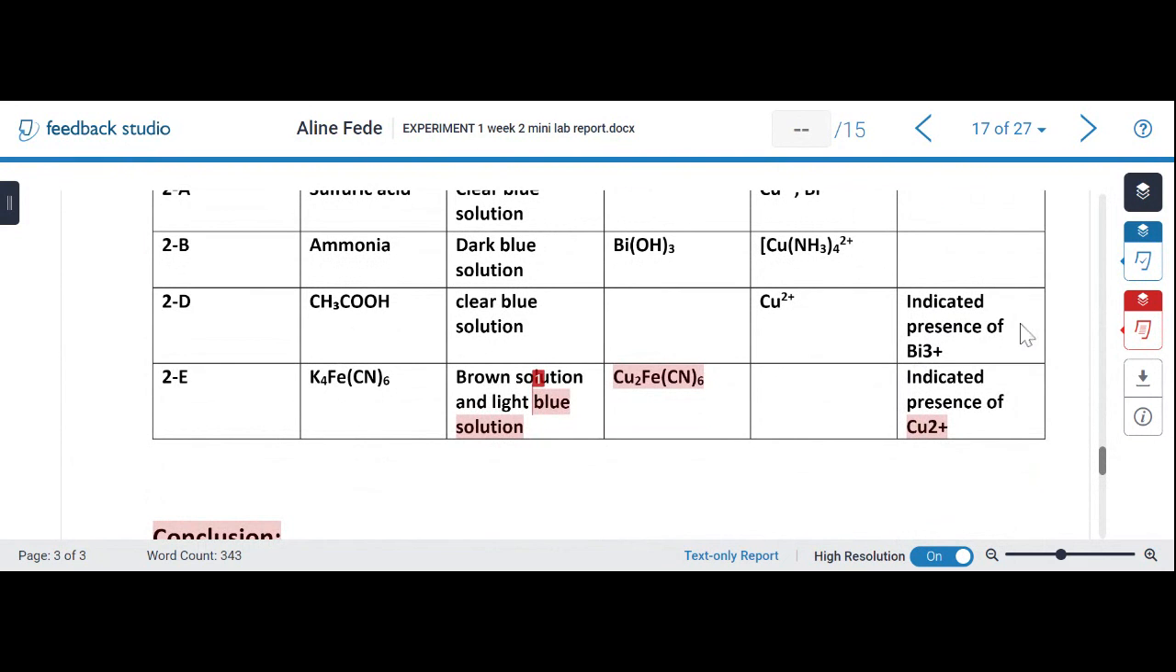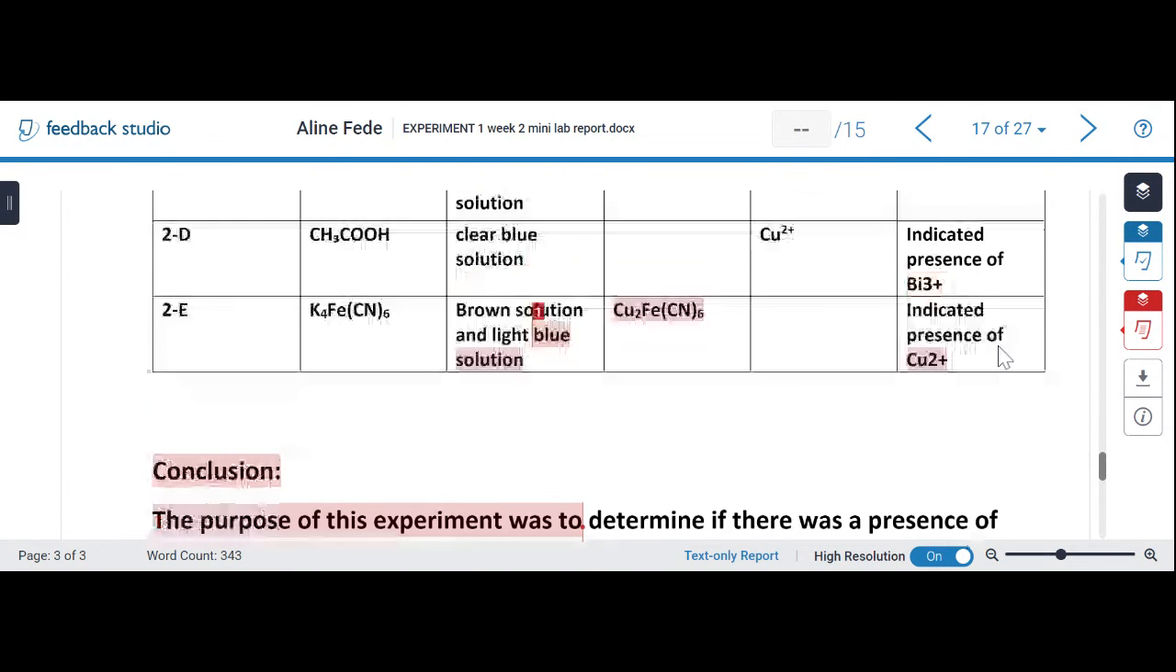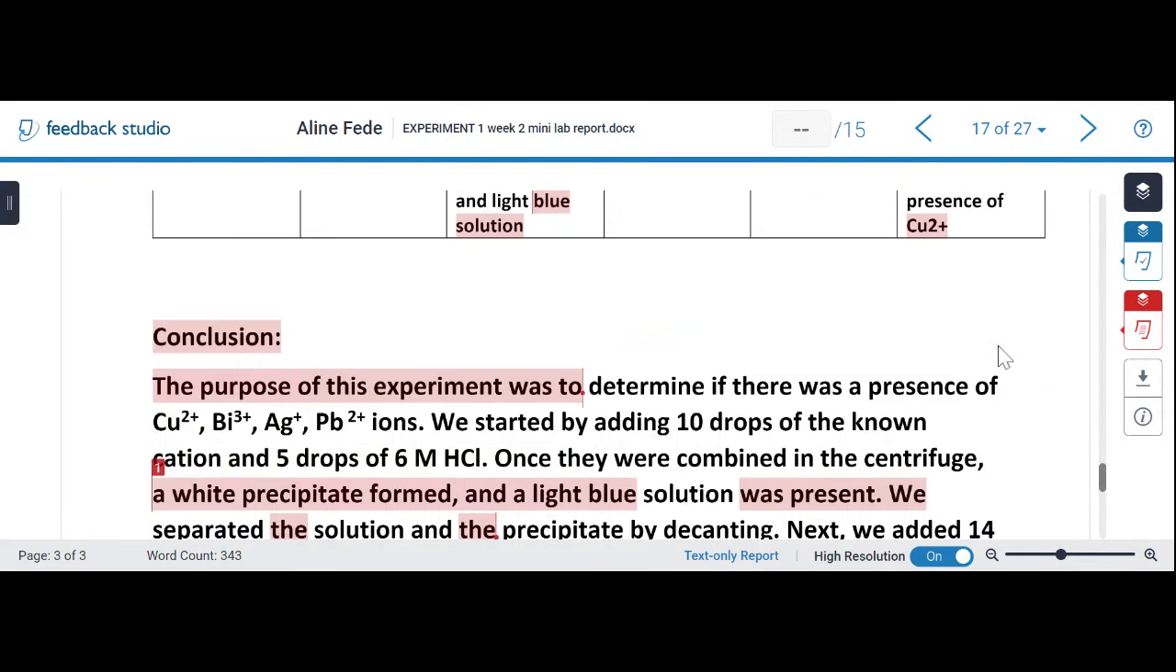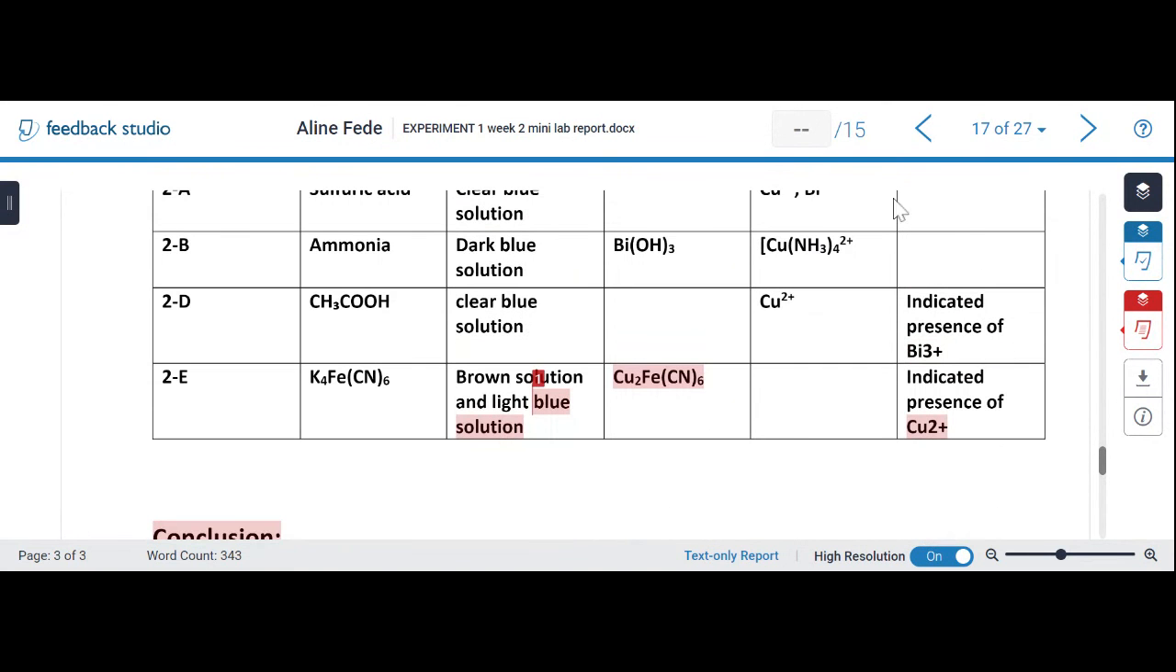I didn't say it confirmed it. Oh my God! Indicated presence of bismuth. What indicated presence of bismuth? The clear blue solution? No. Precipitate says that you have bismuth. Clear blue solution is copper, it is not bismuth. Oh, I think I mixed up the last and the second one. I know. That's what I had to put in your comment. Okay. Thank you. You're welcome.